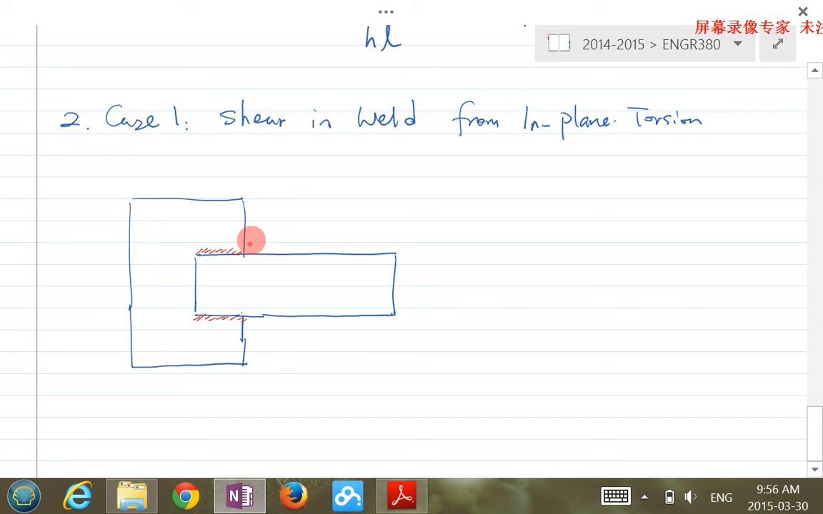Typically you would indicate this using a symbol like this, symmetric on both sides, with a certain leg size h equal to something. And we have a force F loaded at the tip.